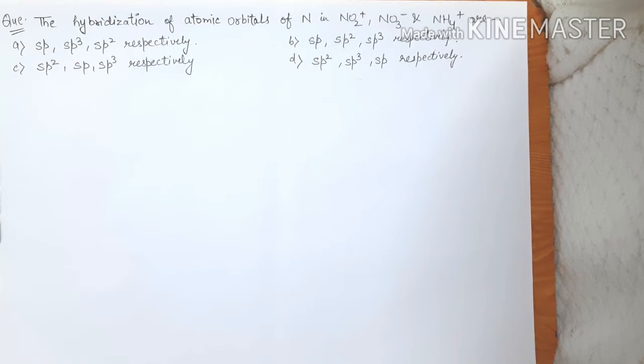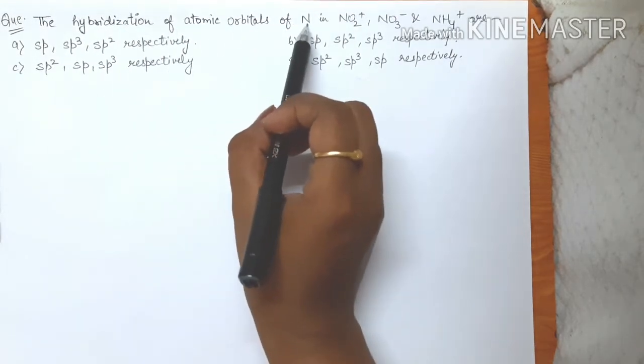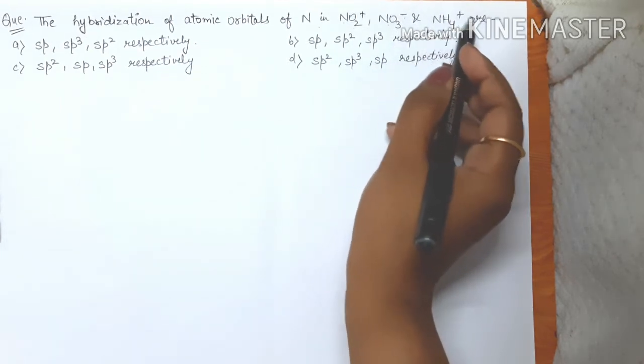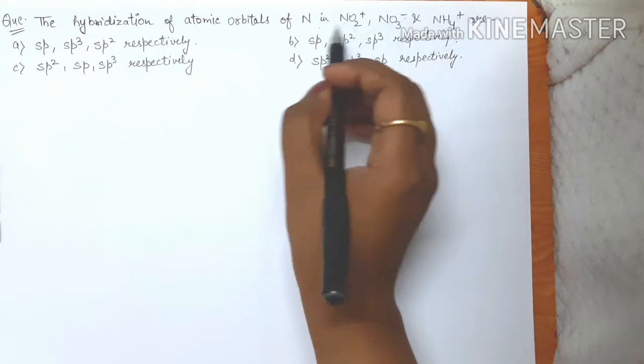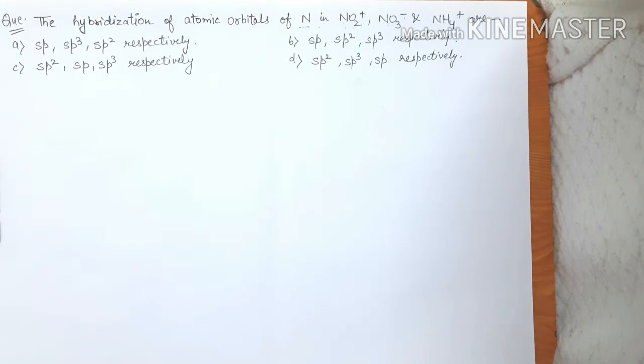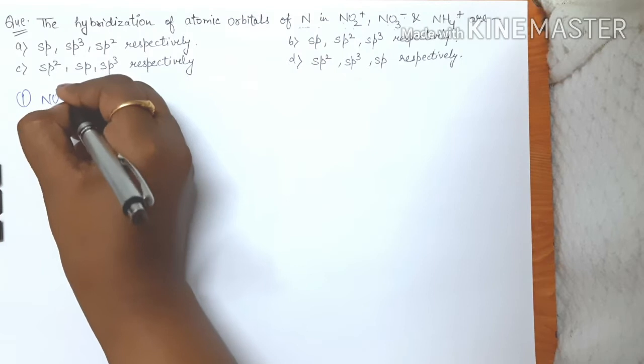So today we are going to solve some of the previous year questions of GATE exams from the chemical bonding section. So the first question asked is the hybridization of atomic orbitals of nitrogen in NO2 positive, NO3 negative and NH4 positive are. So basically we have to find out the hybridization of nitrogen in each of these three molecules. So for that we should know the structure of the molecule. So starting out with the first molecule, which is NO2 positive.